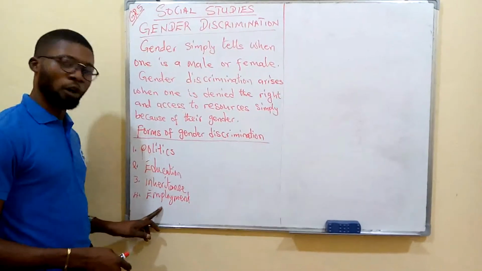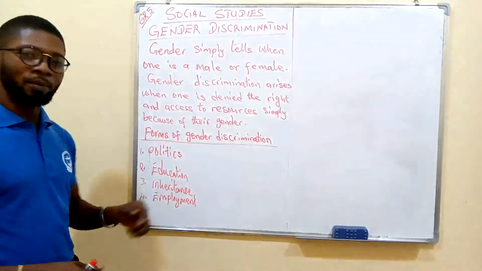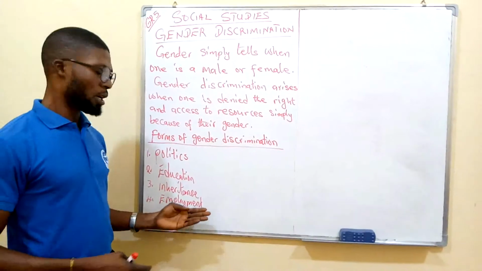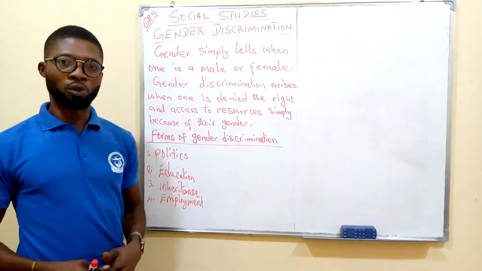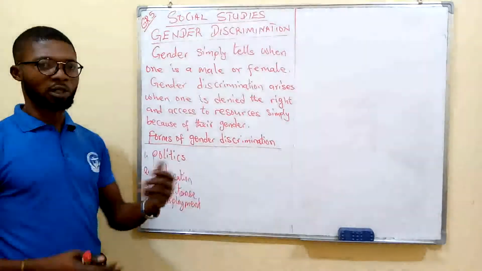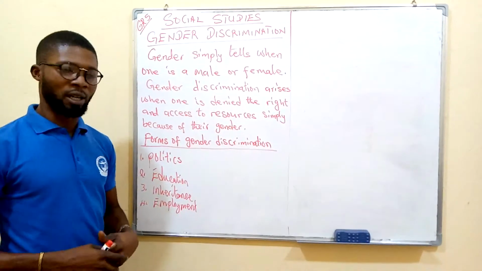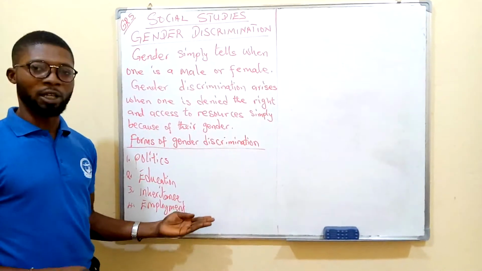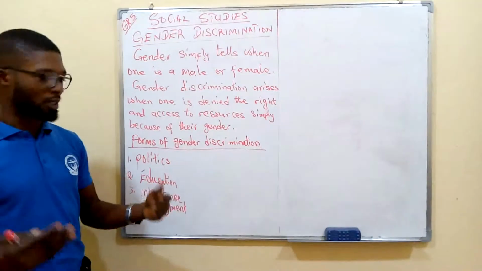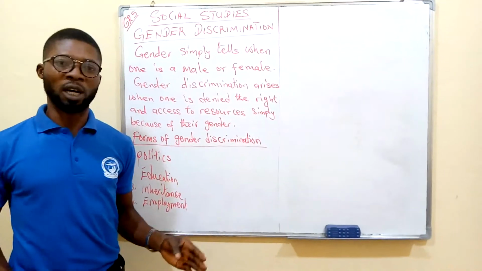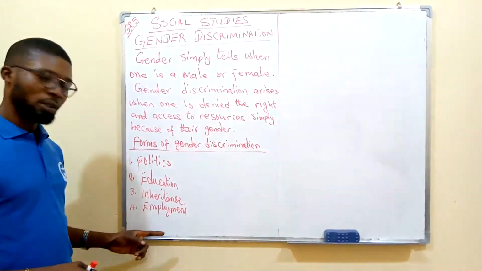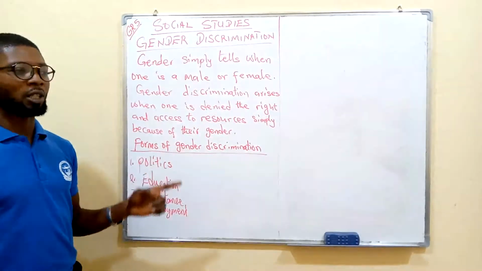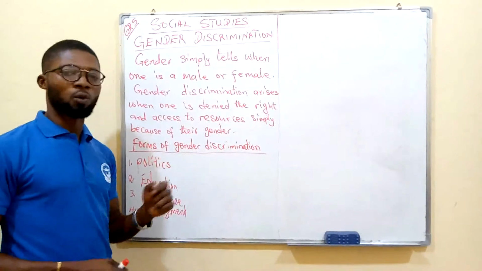Looking at number 4, employment. Now, in the case of hiring or employing people to work in most industries or establishments, as the case may be, during their process of recruiting people, some establishments tend to favor a particular gender. Some establishments tend to favor what? A particular gender in the process of recruiting workers.